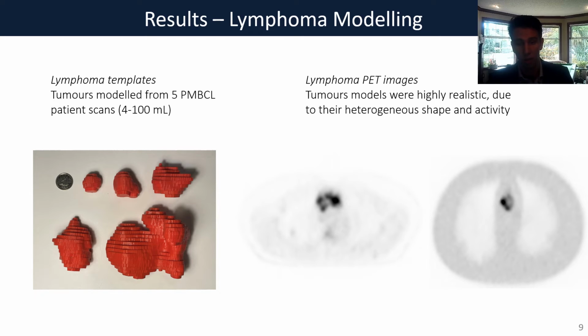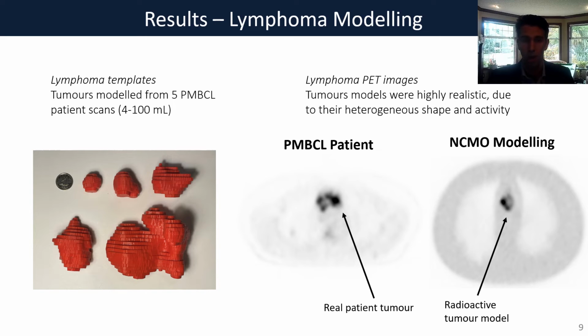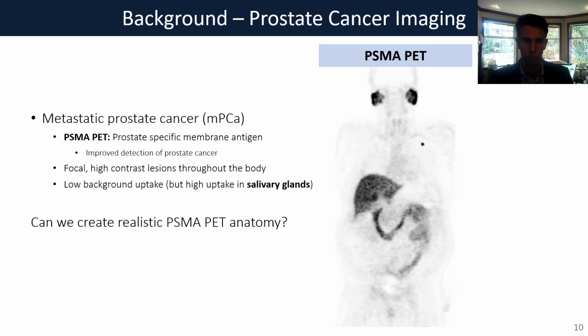The image on the left is actually a patient image, and the image on the right is a PET image obtained using NCMO phantom scans. And we found that these tumors were highly realistic due to the heterogeneous shapes and radioactivity concentrations that we could obtain.